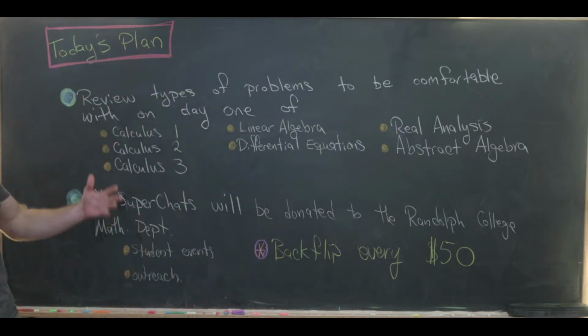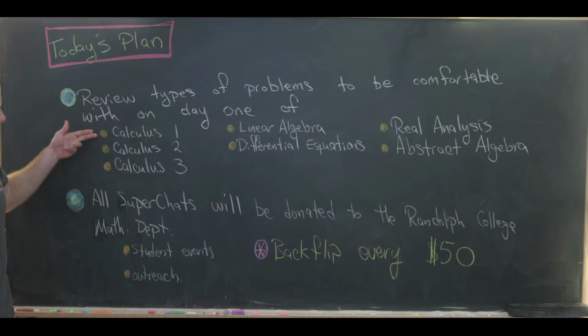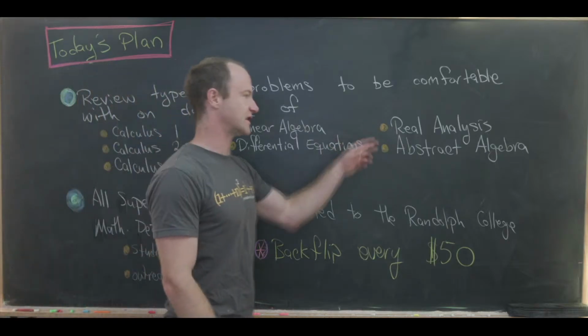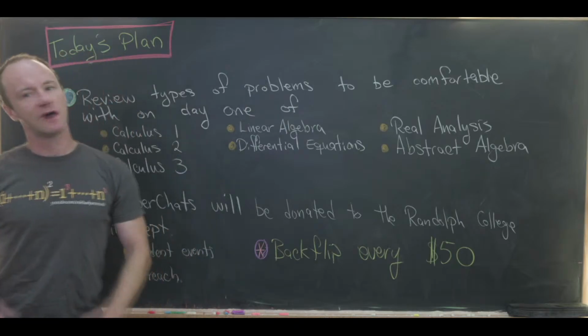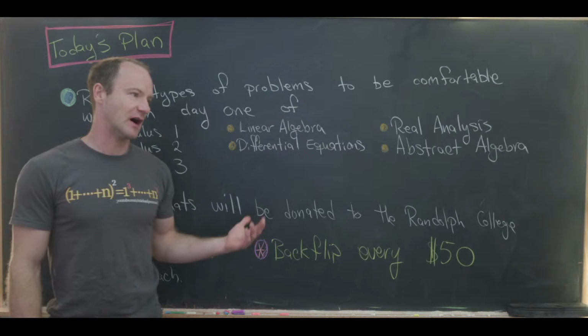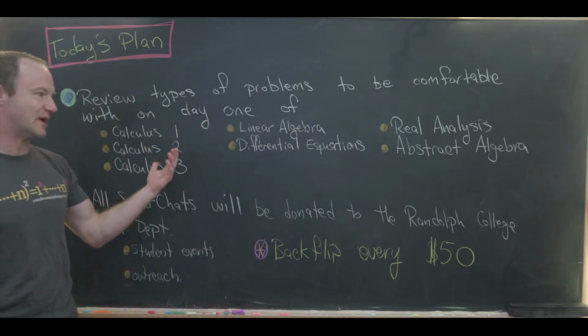Okay, so anyway, what courses are we going to look at? Well, I've prepared problems from Calculus 1, 2, 3. What I mean is what you should be prepared for at the beginning of Calculus 1, 2, and 3. Linear algebra, differential equations, real analysis, and abstract algebra. Of course, I could add more things to this list, but I think this is a good basic list to work with.